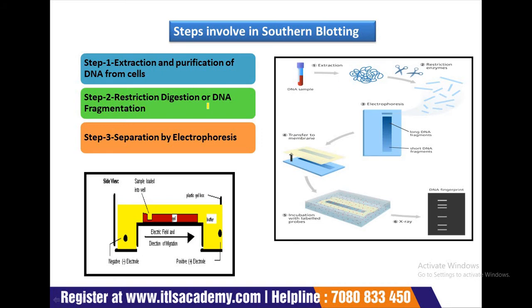Then in the second step, restriction digestion or DNA fragmentation, restriction endonucleases are used to cut high molecular weight DNA strands into smaller fragments. You can see here the DNA was cut by the restriction enzyme into smaller fragments. One or more restriction enzymes can be used to achieve such fragments.